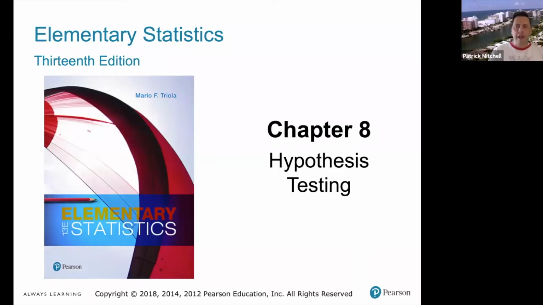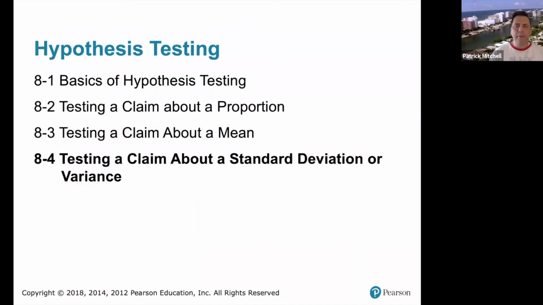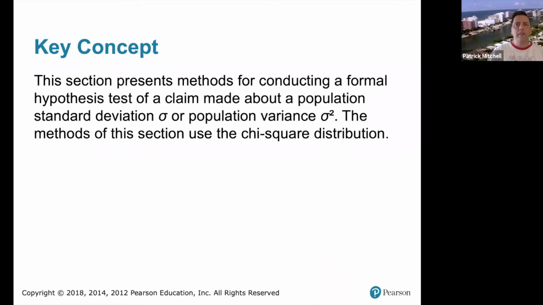We are finishing up Chapter 8 today by talking about testing a claim about a standard deviation or variance. So the key concept in this section is to present methods for conducting a formal hypothesis test of a claim made about a population standard deviation sigma or population variance sigma squared. The methods of this section use a distribution that we have not talked about before called the chi-square distribution.